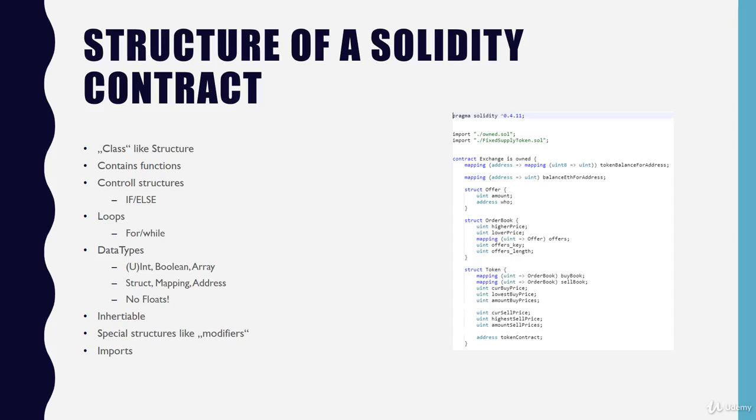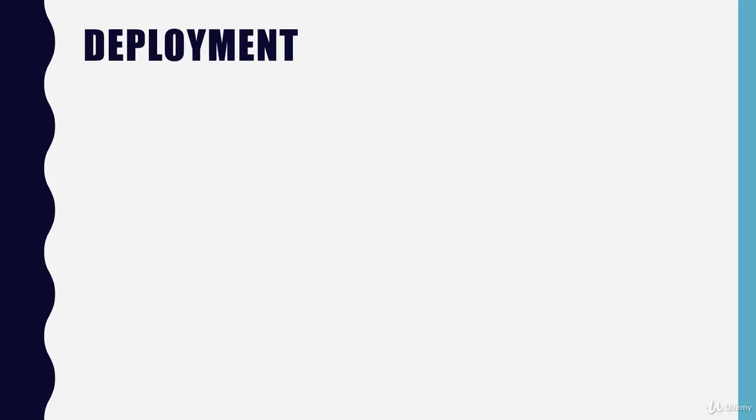Solidity contracts are inheritable, and there are some special structures like modifiers. Solidity contracts can also import other contract files. On the right side here, you see the typical start of a Solidity contract, which we are going to write later in this course.